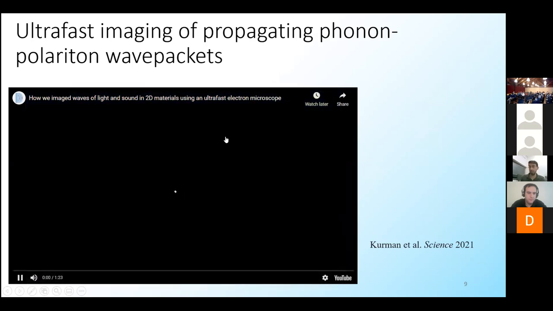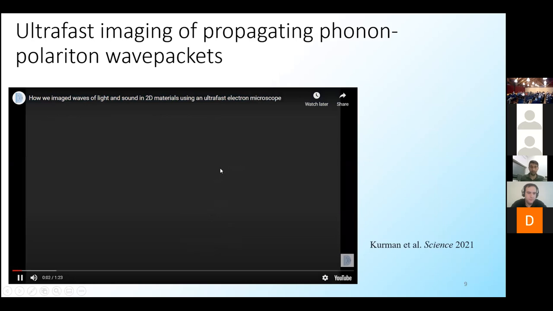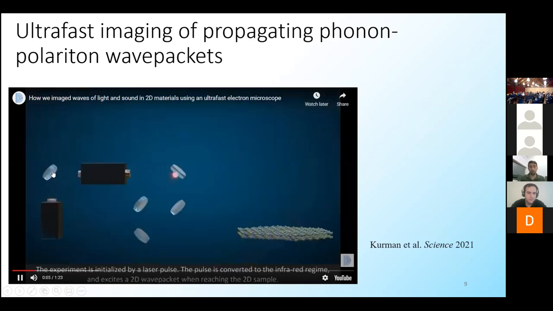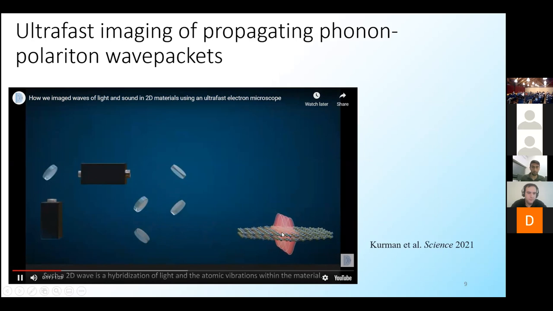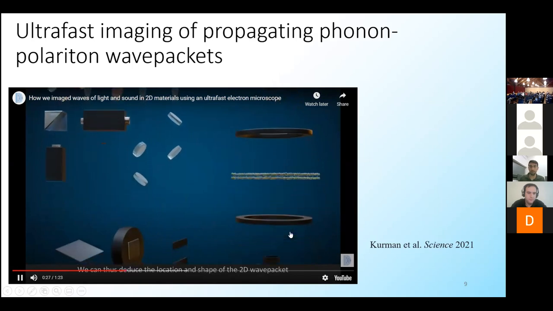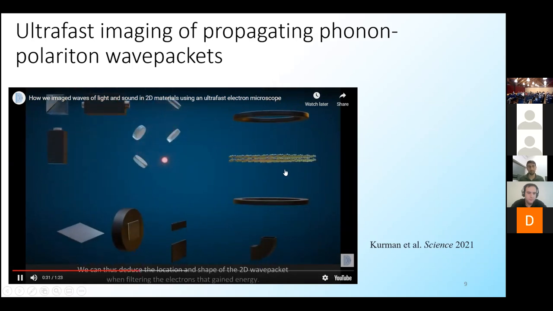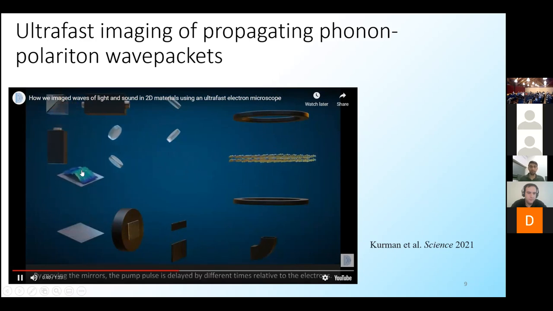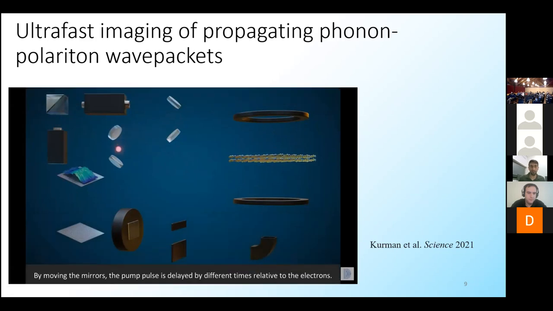So now I'll show you a video that actually sums up the technique of doing this imaging. So we have a pulse of laser that is converted to the infrared and excites a wave packet inside the sample. But this same pulse is actually divided into two, and the top part is exciting this tip, releasing free electrons. Some of the electrons are accelerated due to their interaction with the phonon polaritons in the sample. And these electrons that are getting accelerated, they can pass an energy filter, and therefore we can image only them and image the light inside the sample.